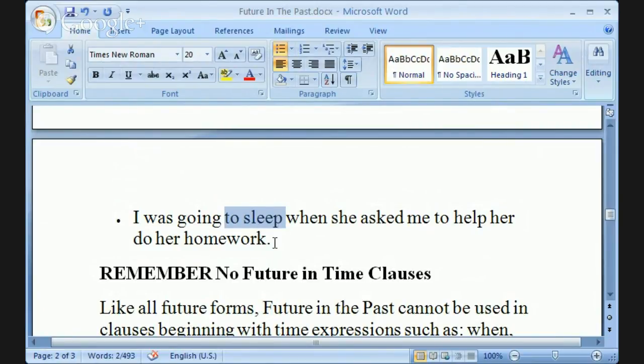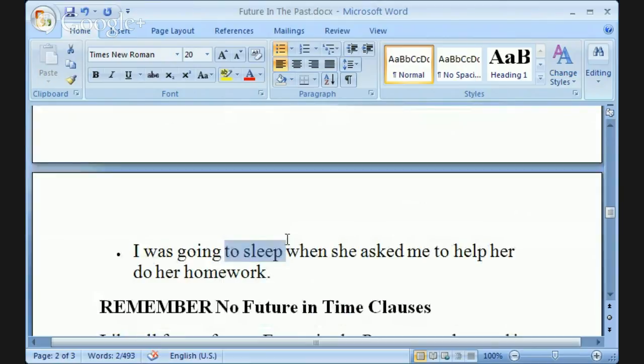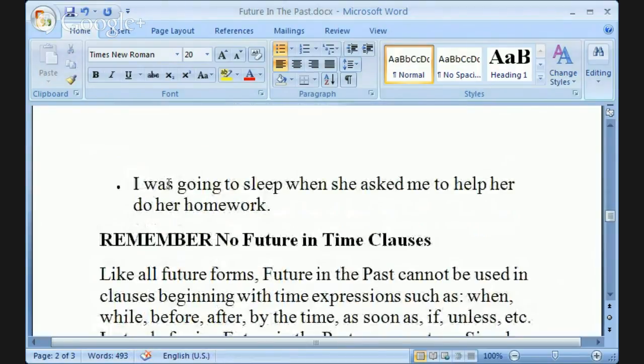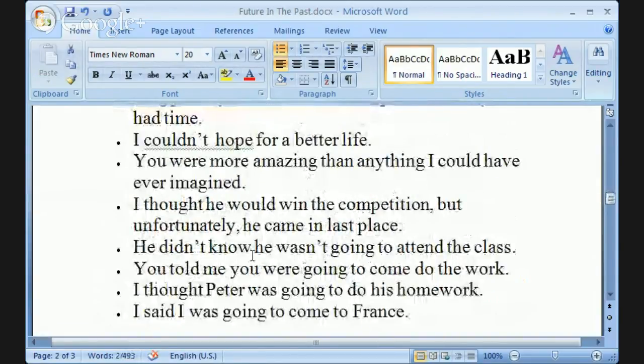Okay. Even I was going to go to sleep. That doesn't actually change it. Okay, I was going to go to sleep. Okay. Well, actually, you know, that construction is very similar. They work in very similar ways, when I think about it. Okay, but the problem here is this is definitely past continuous. I see. Okay, a little tricky there.